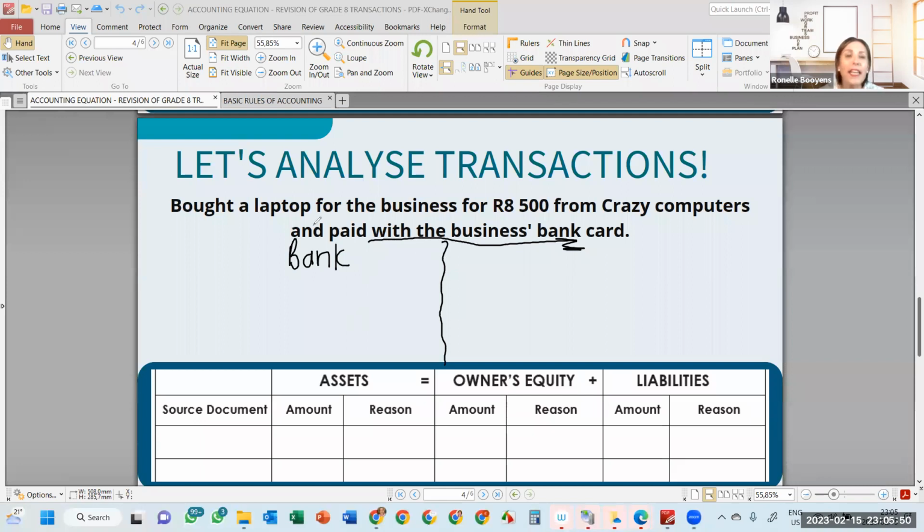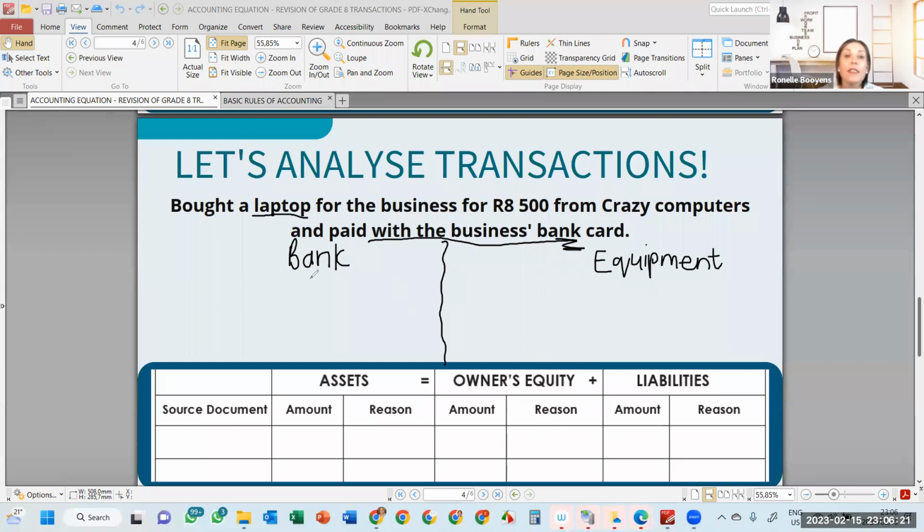What did we do with that money? We bought a laptop. Now, if you think back to your accounting equation poster, you won't see the word laptop there, but laptop falls under equipment in our business's books, and that is one of our fixed assets. So laptop will be part of the equipment in our business. Okay, so there's the two accounts that we've identified.